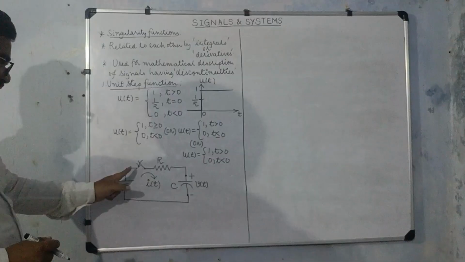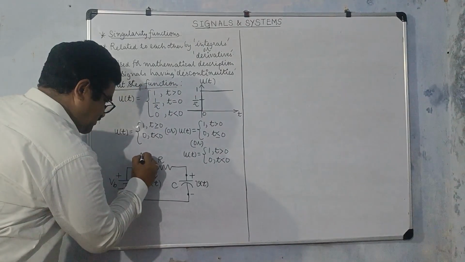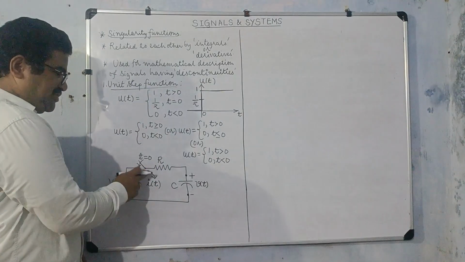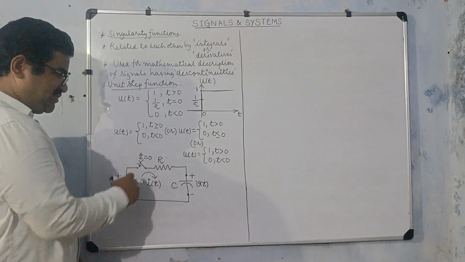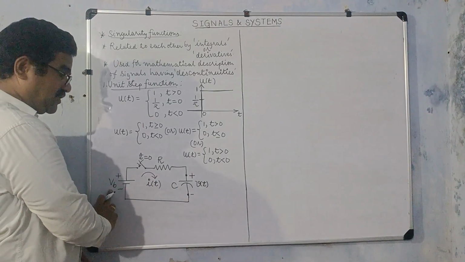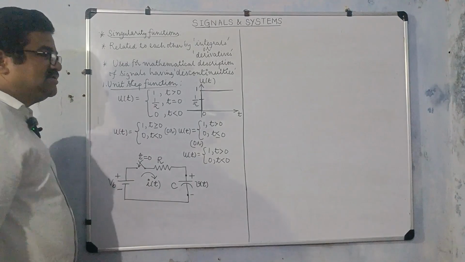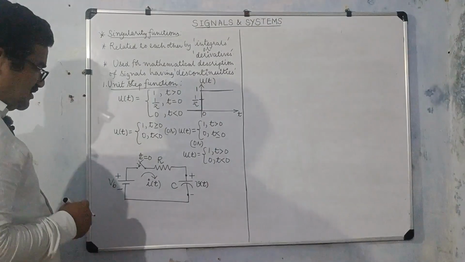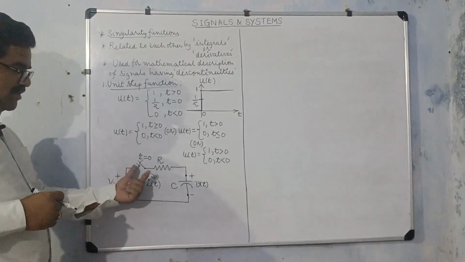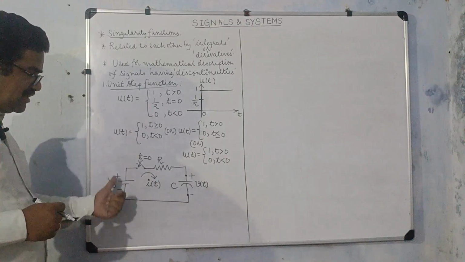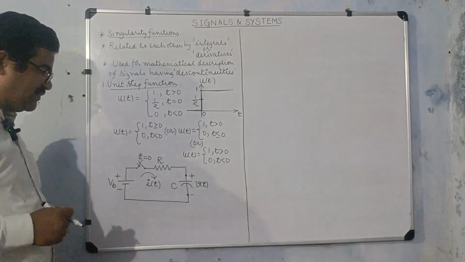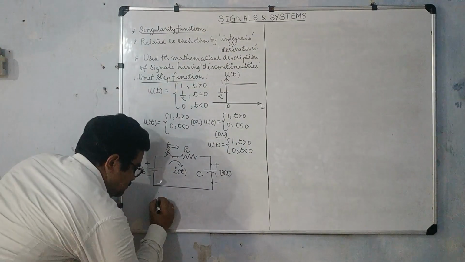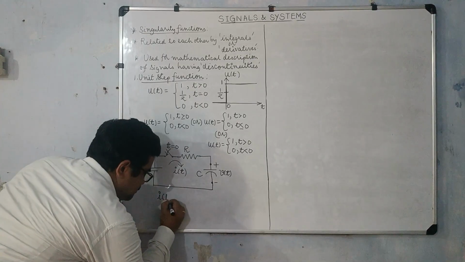Then when I close the switch at t equal to 0, there is a sudden change in the voltage. When the switch is open, the voltage is 0. When the switch is closed, the voltage suddenly rises to VB. This is just like a step variation. So the unit step function represents some common action in a physical system where it is switching from one value to another value.